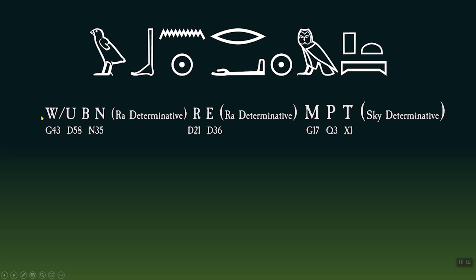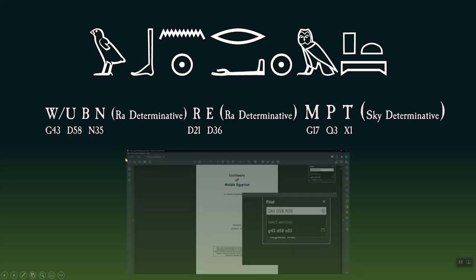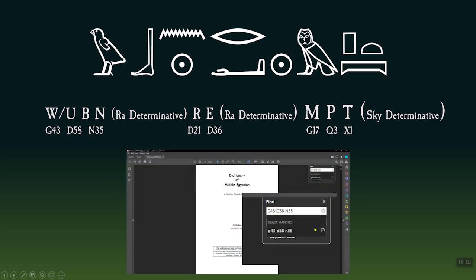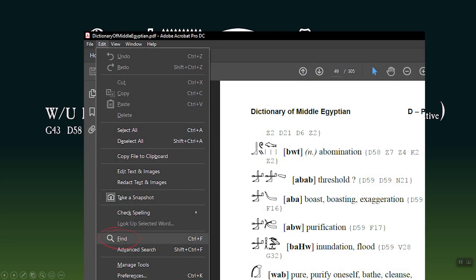Well, we've seen this word earlier. This is, of course, Weben. So we know that this is it. And we can look it up in our dictionary, G43, D58, and N35. When we punch that in, we see that we get 7 results. So you go into your dictionary, you hit Control F, or you can even punch up here in one of these options and just click the Find option.